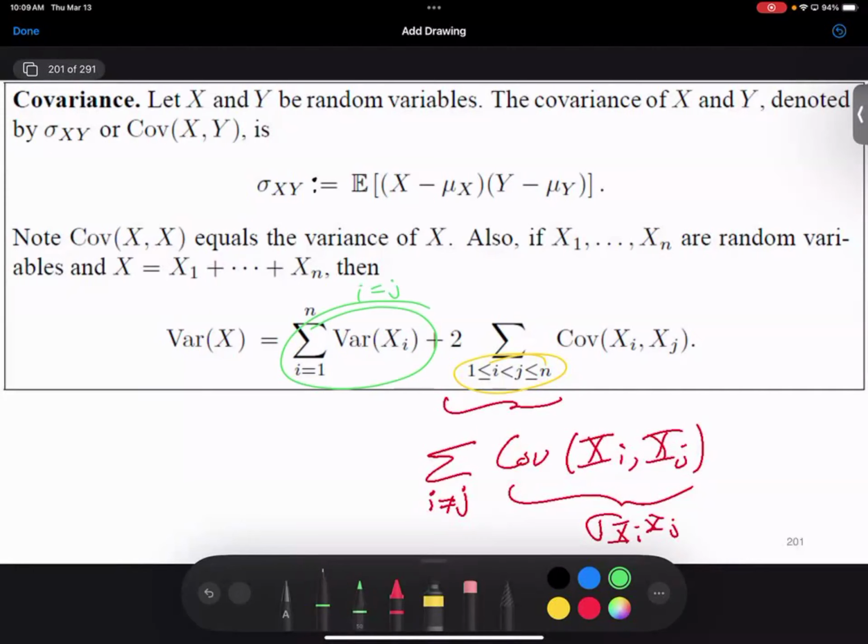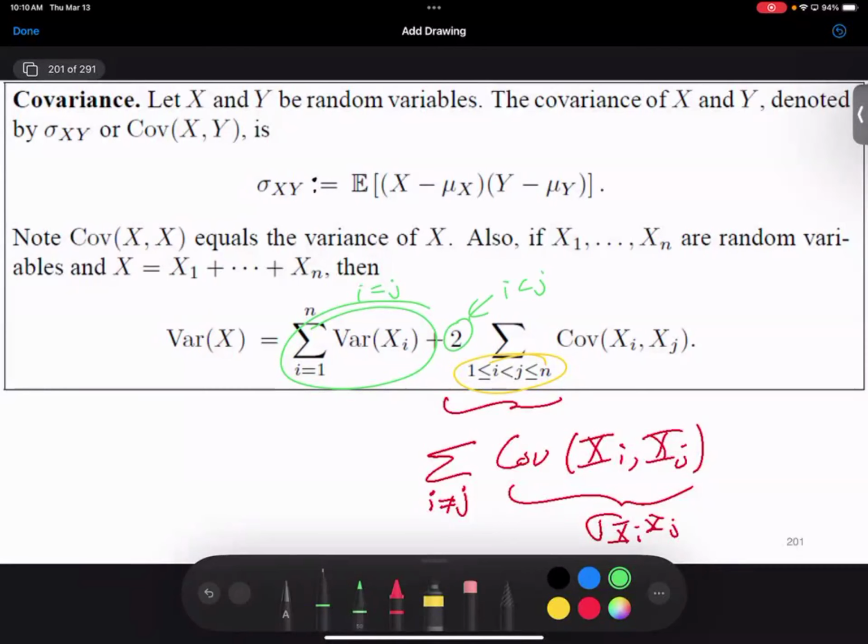And the 2 over here is coming from i less than j. Because really, when we expand things out, we have the covariance of x1 and x5 and the covariance of x5 and x1. But you can see that the covariance of xy is the same as the covariance of yx. So to simplify our life, let's just compute half of them and double.